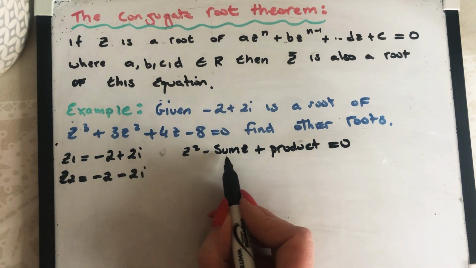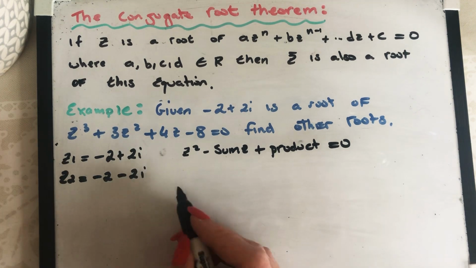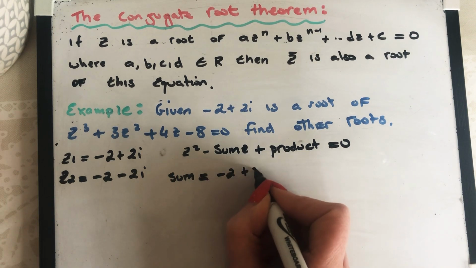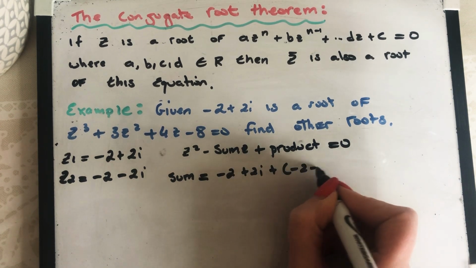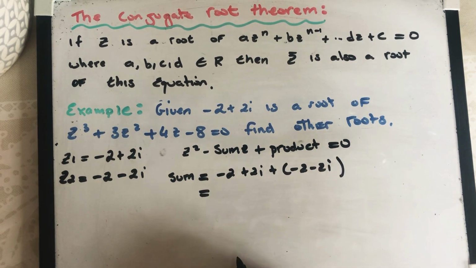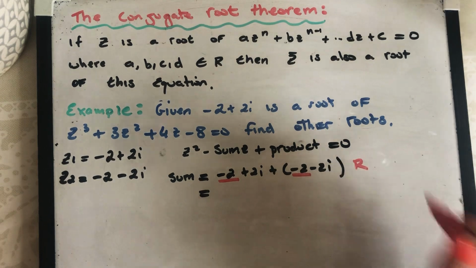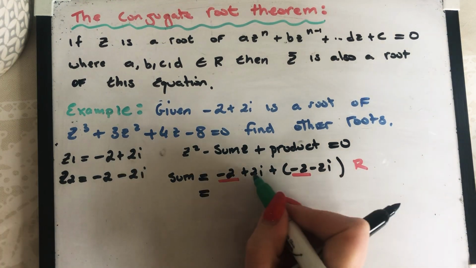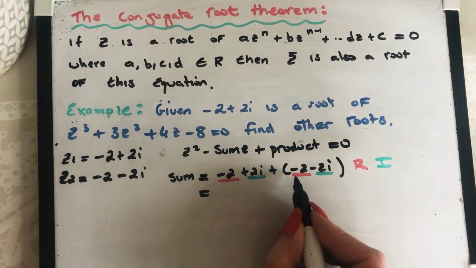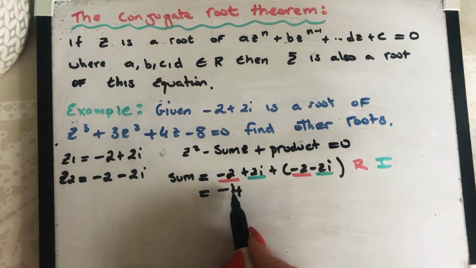So let's begin by finding the sum of our 2 complex numbers and then the product of our 2 complex numbers. For the sum, we have our 2 complex numbers and we're adding them together. The rule is we add the real with the real. The real parts are the numbers without the i, and the imaginaries are the ones with the i's. So let's add our real numbers: minus 2 and minus 2 is negative 4, and 2i minus 2i is 0. So the sum is negative 4.